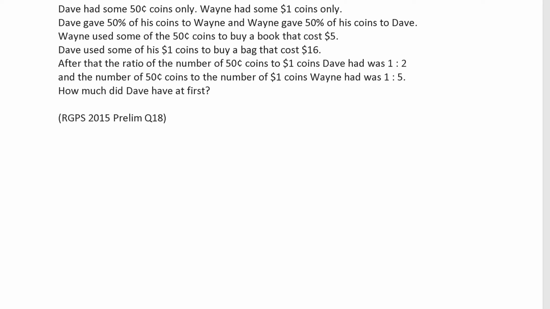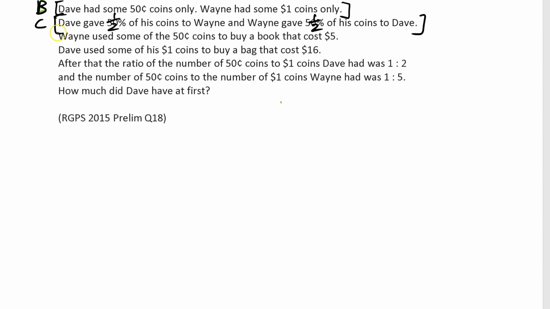Okay, so this is before anything happened. They are stating that they only have one type of coin. So a change happened over here. Dave gave half of his coins to Wayne. Wayne gave half of his coins to Dave. So this happened at the same time.